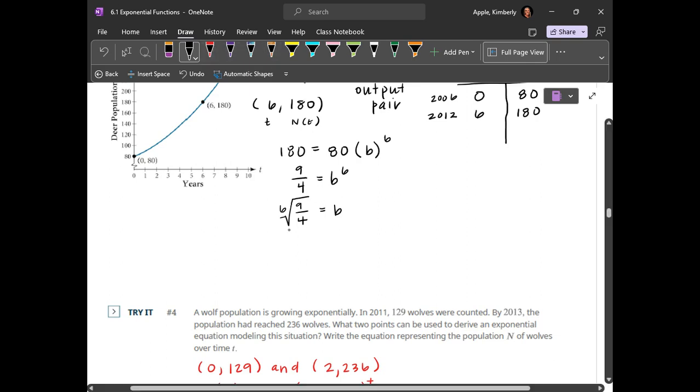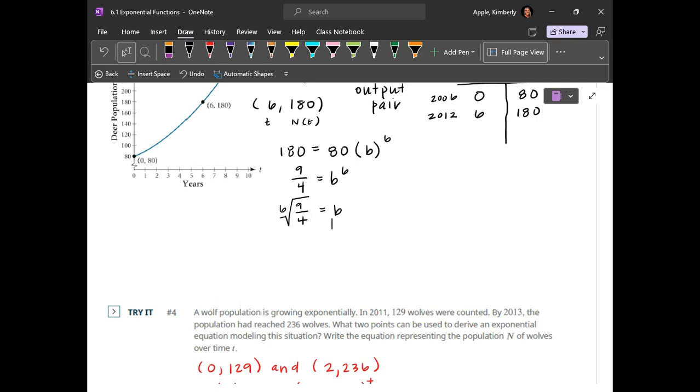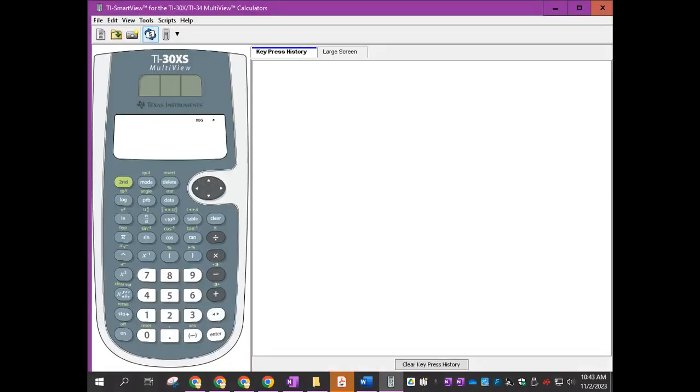Now, at this point, your calculator will perform this operation, and I'm going to show you how to put that into your calculator real quick. So if we are trying to calculate the 6th root of 9 over 4, what you'll do is you'll hit the number 6, and then you'll access this green function x root by hitting second caret, which is the up button.